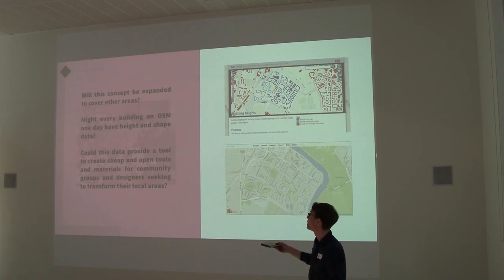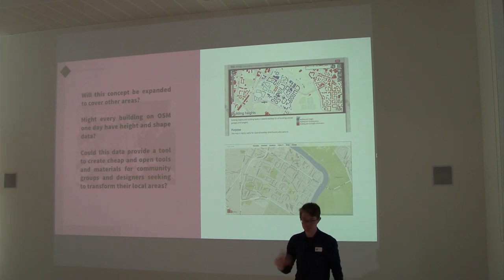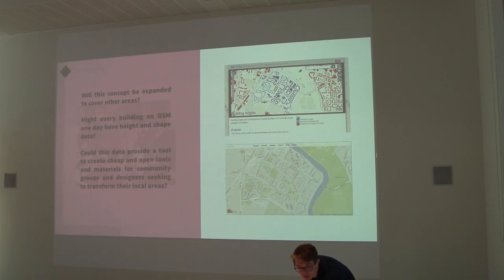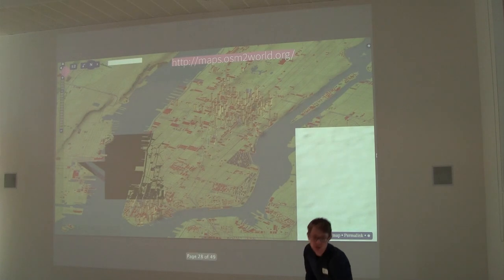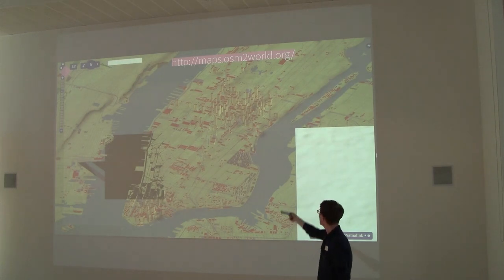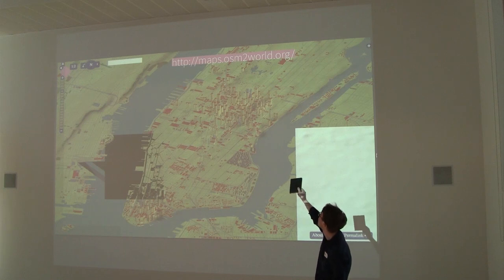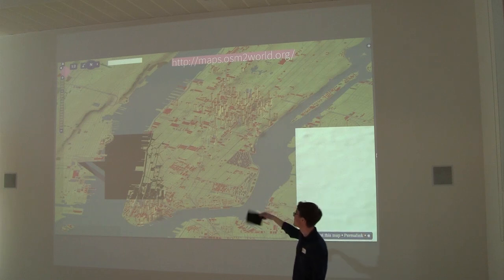Might every building have similar data, might it change data? Certainly there's a lot of areas which are already quite mapped for that. And could that data provide a tool which community groups or social enterprises could use to develop architectural models? So this is Manhattan. You can use maps to show, as certain areas are rendered, all the buildings that are currently there.